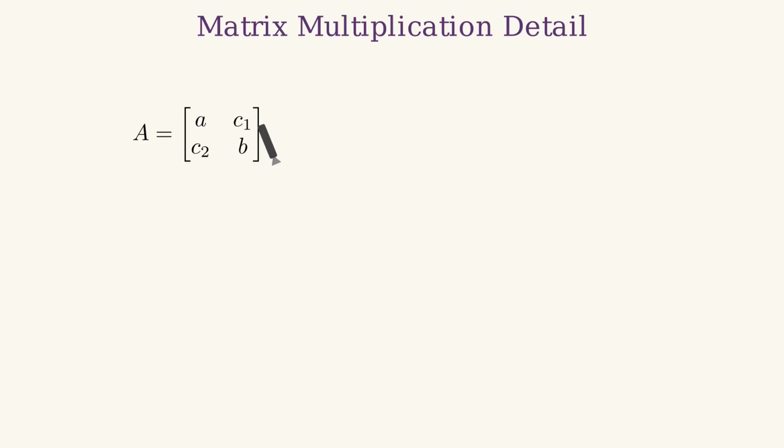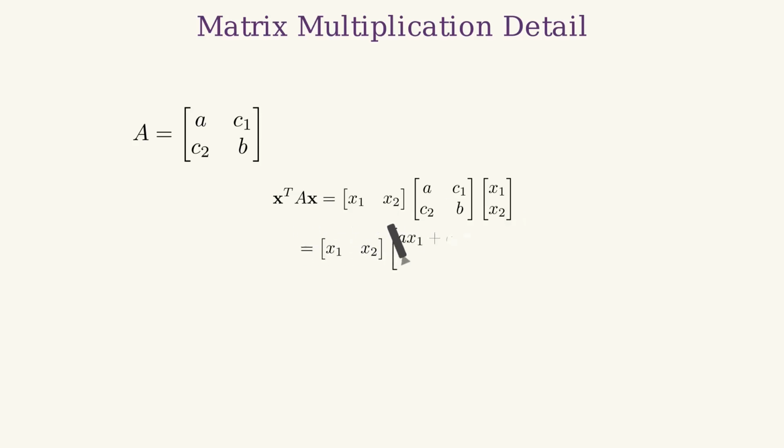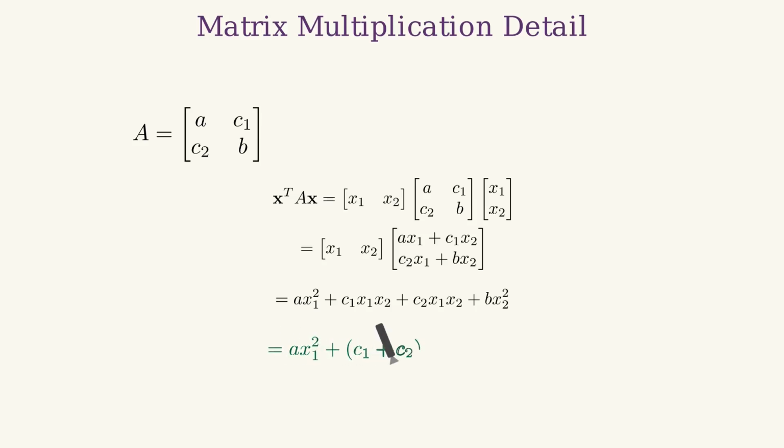Let us see what this matrix A actually does. We will write out the full multiplication step by step. The full product looks like this. Let us multiply it out step by step. First, multiply A times x. Then multiply by x transpose on the left. Multiply and simplify to get our final quadratic form.